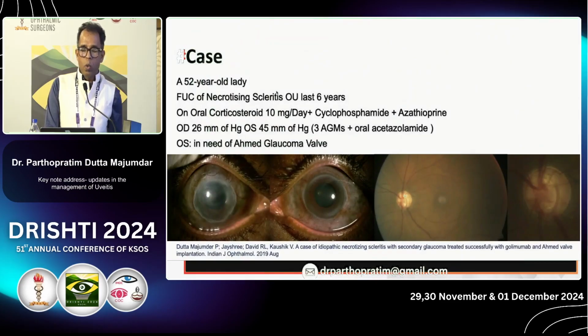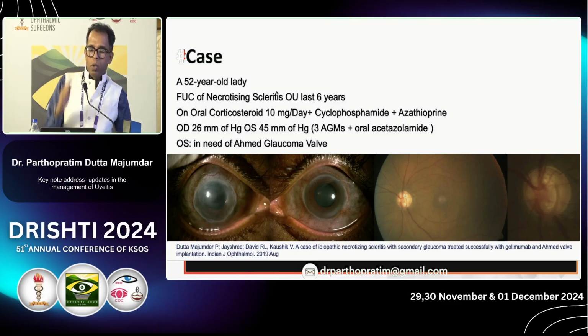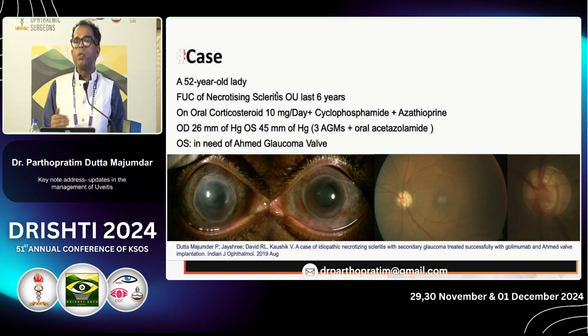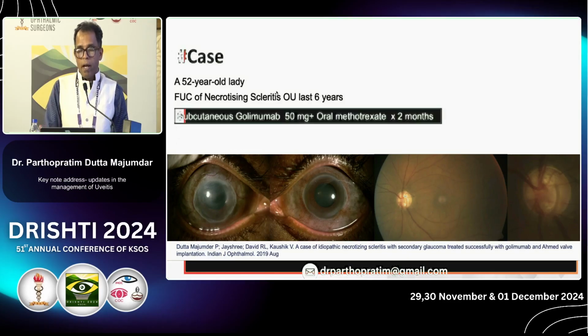A 52-year-old lady, a known case of necrotizing scleritis for the last 6 years, was treated with corticosteroid, cyclophosphamide, and azathioprine, and was resistant to all drugs. IOP was significantly high. I'll cut short the discussion so that I can finish all the slides. The IOP was so high that the patient needed an Ahmed glaucoma valve. But because of active scleritis, it was very difficult to allow the patient to go for surgery.